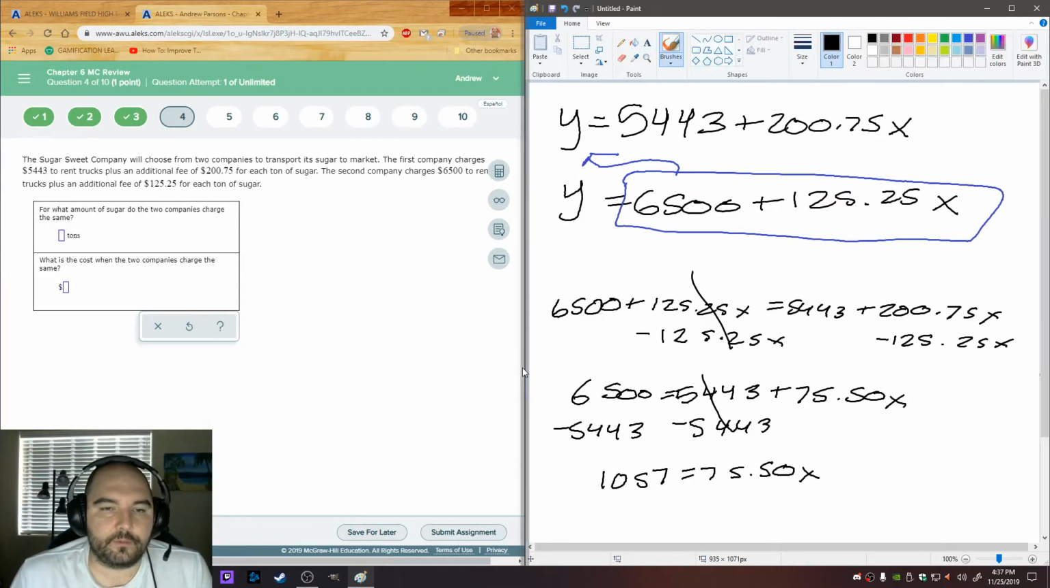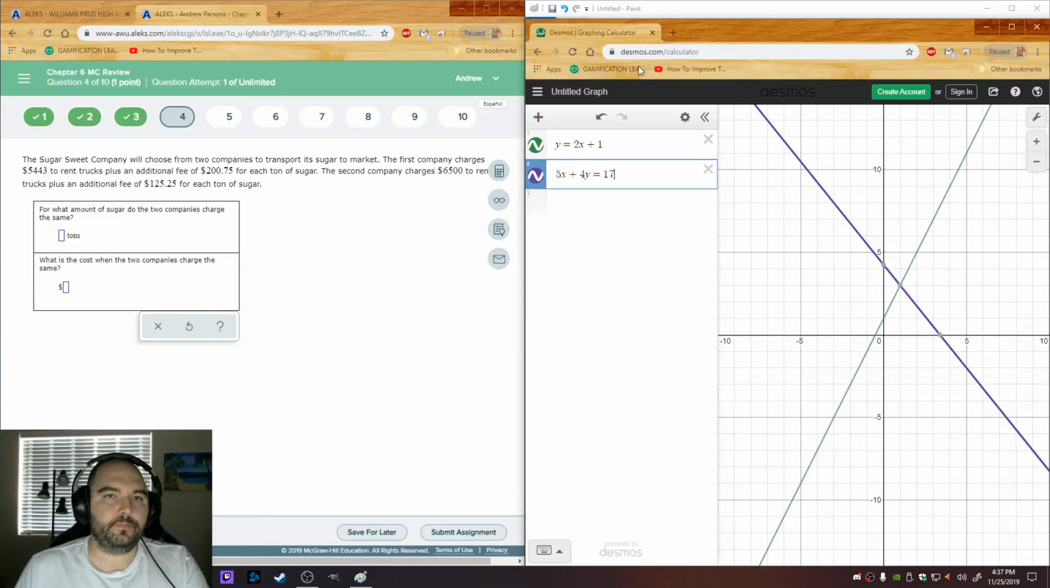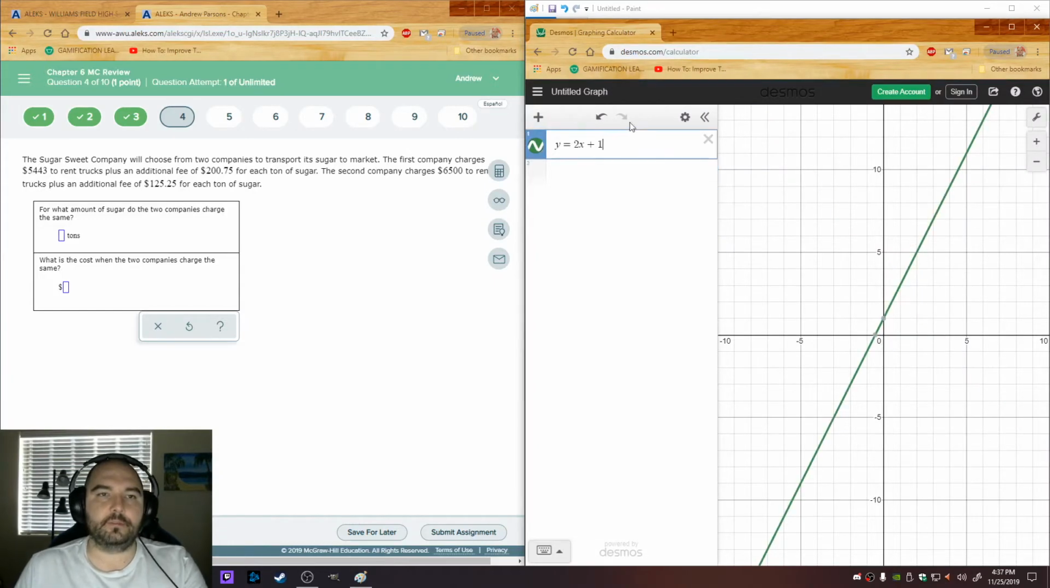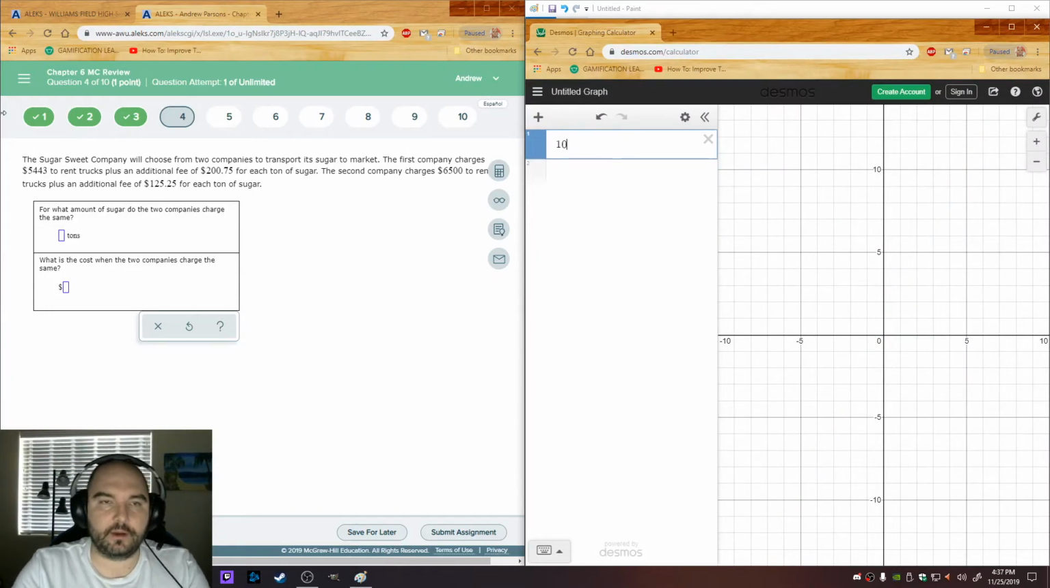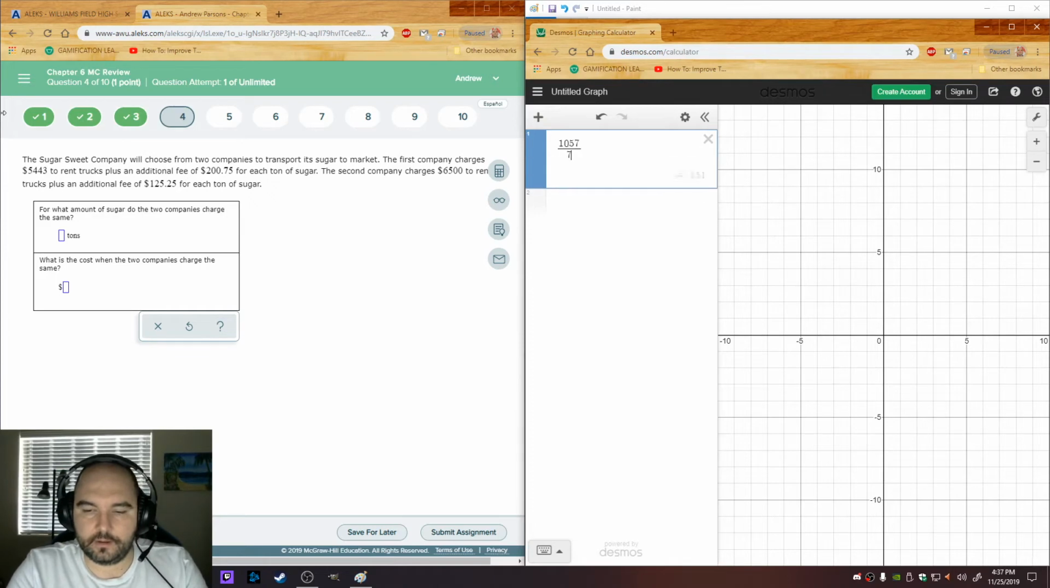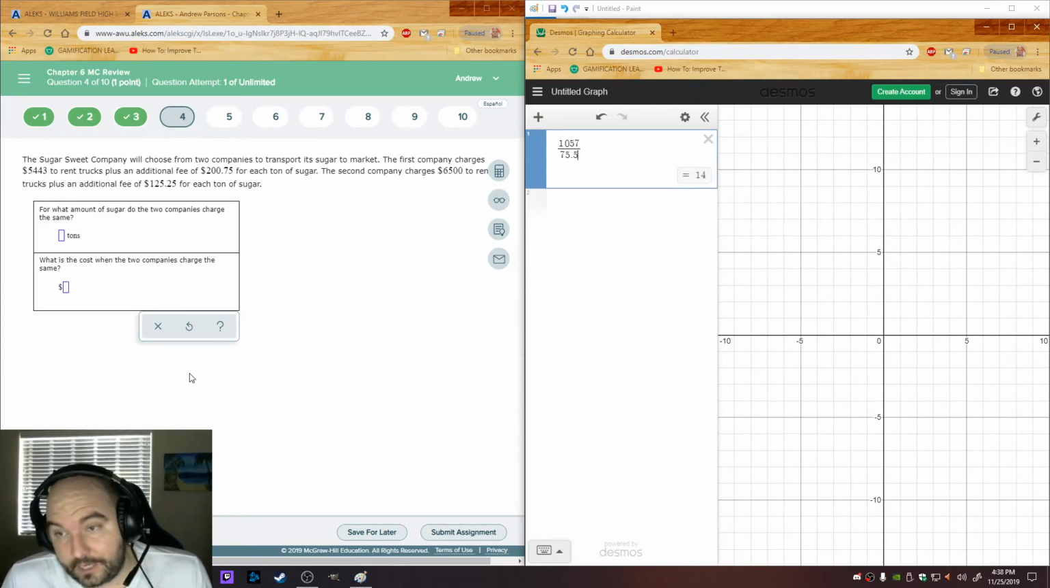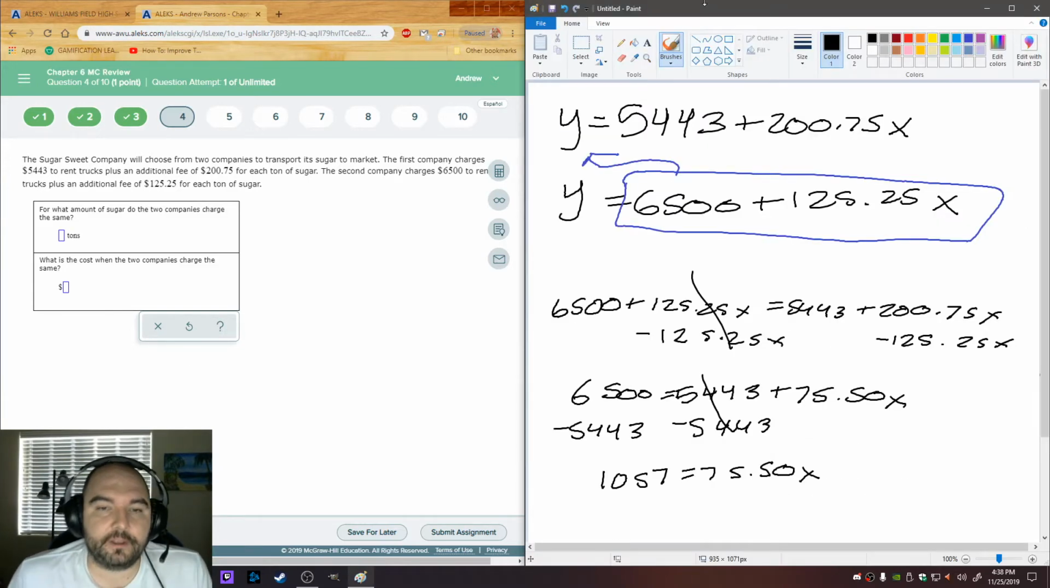Alright, I gotta figure out what 1,057 divided by 75.50 is. This is definitely something you should use Desmos for. If it's a simple calculation, you should do it. 14! Now, there's no guarantee your answer needs to be a whole number, but I get the feeling that on this problem type, you're very frequently going to see a whole number.